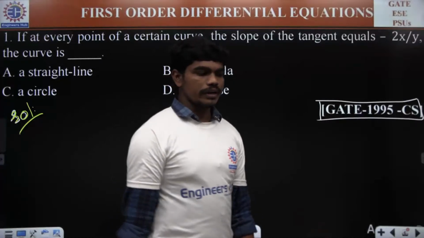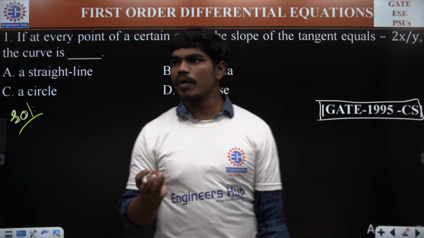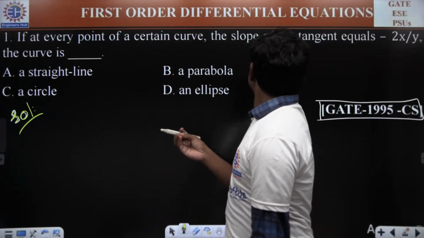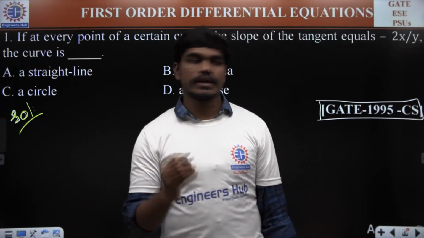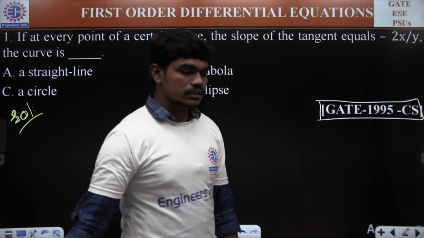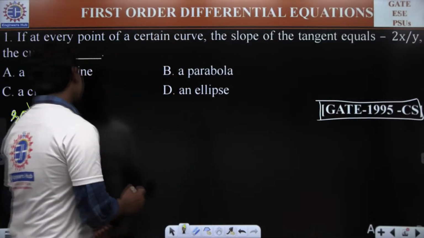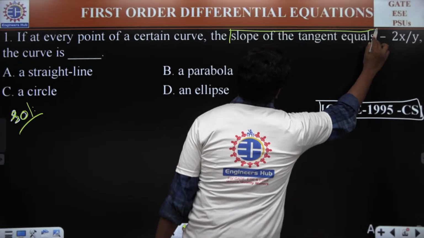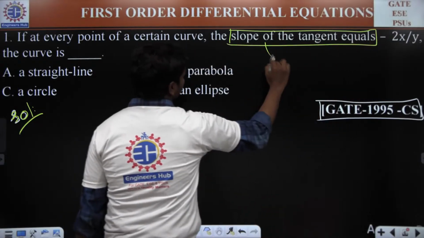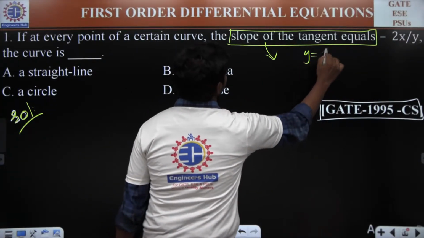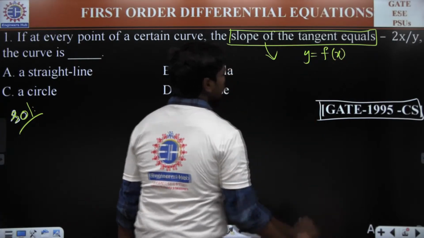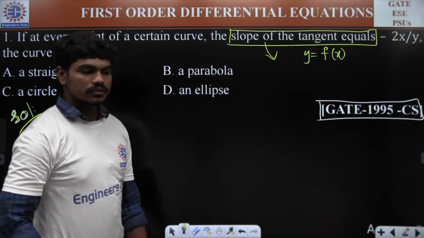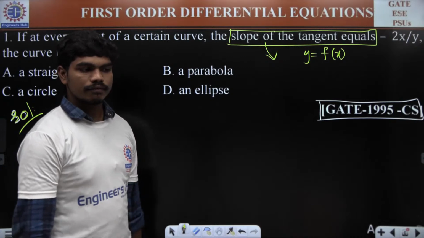If at every point of a certain curve, the slope of tangent is equal to minus 2x by y, then the curve is dash. Look, if I tell you this word, the slope of tangent equals something. What does the slope of tangent equal to? Suppose you have any curve y is equal to f of x, can you tell me what could be the slope of the tangent of this curve?